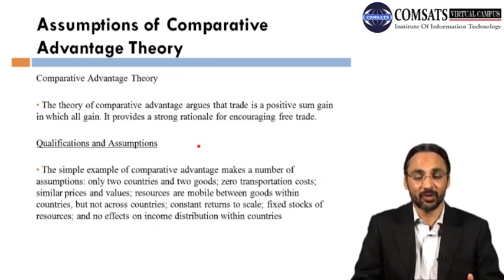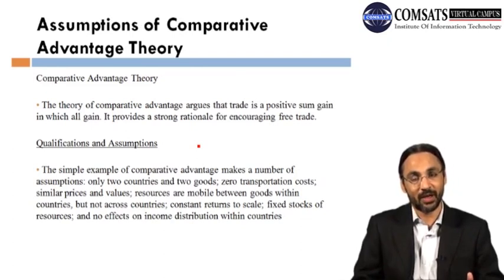Resources are mobile between goods within the countries, but not across the countries. The assumption was that mobile resources can be used across the countries, and this was also false in the real world. Next, constant returns to scale.